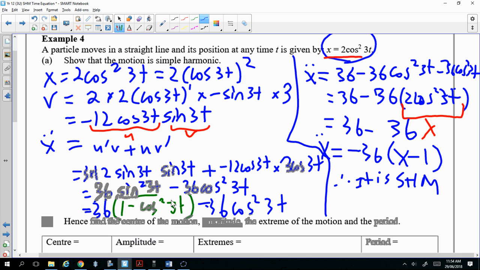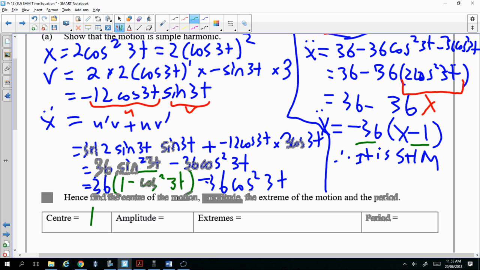Alright, from there we can work out what the center is. Center is at 1, and the period: n squared is 36, n equals 6. So we say the period is 2 pi over 6, which is pi over 3. So from this equation, I could only work out the center and the period. I won't be able to work out the amplitude and the extremes. So we need to go back to the original equation.